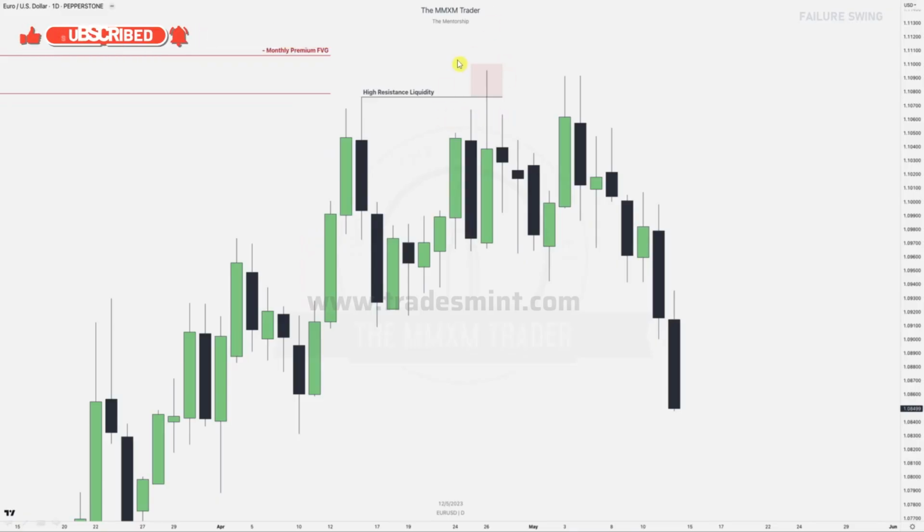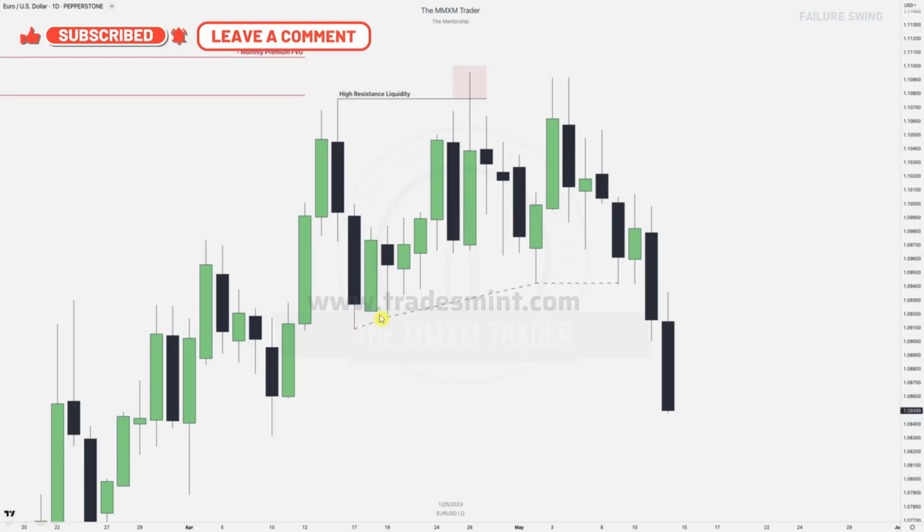So over here we've got that high resistance liquidity run, right? It's a swing high that takes out another swing high and then immediately rejects price action. And we can see over here it fails to take out this high once again, so it starts to trade lower and lower and lower. Now we want to target that low resistance liquidity, right? So where is that forming?